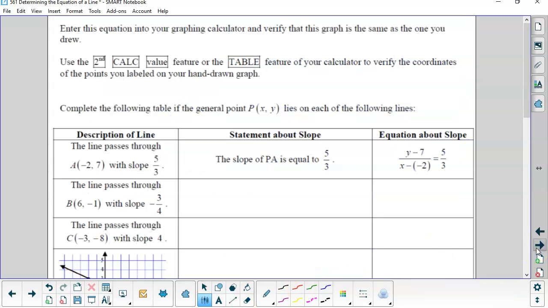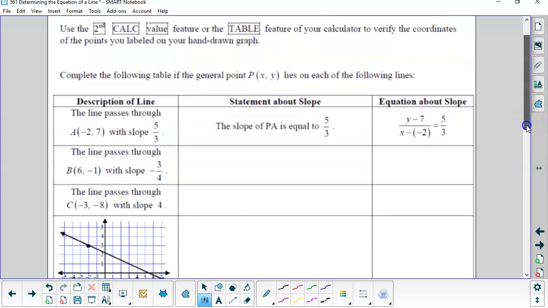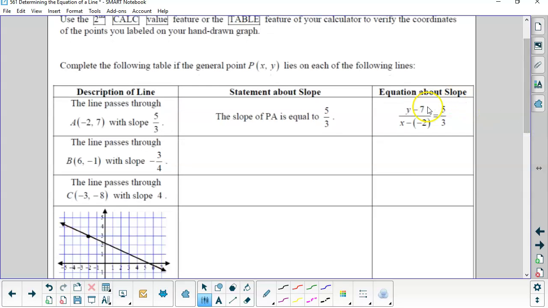All right, so then it says complete the following table if the general point P(x, y) lies on each of the following lines. So we want to use the slope formula and get an equation in terms of x and y. Okay, so the first one's done here. Description: passes through A(-2, 7), slope 5 over 3. Statement: the slope of PA is 5 over 3. So there's your one point, there's your other point, and that's in the slope formula. Okay, so let's do the next one.